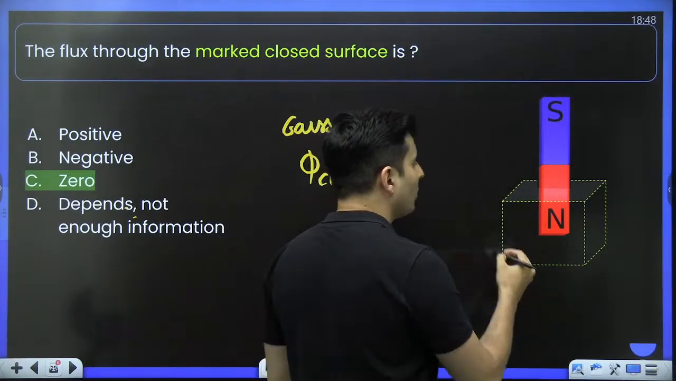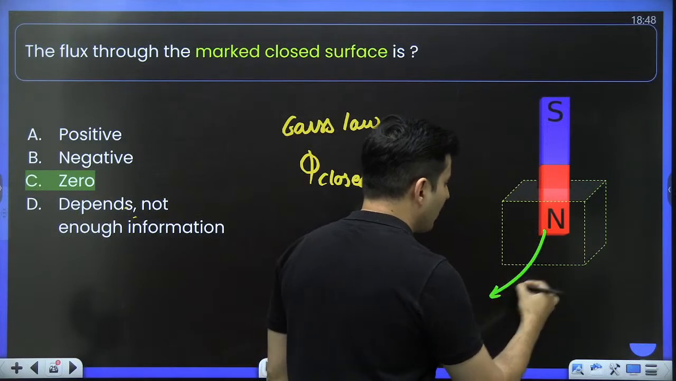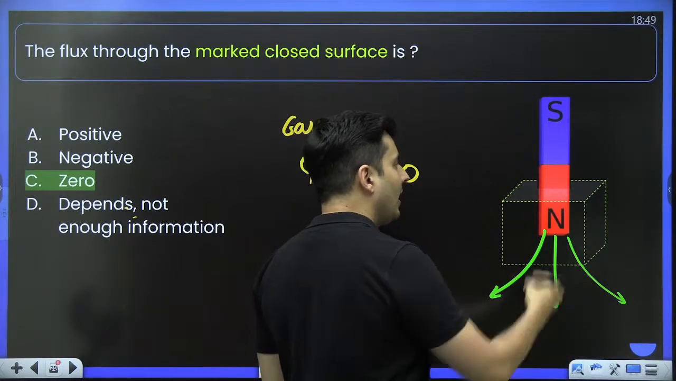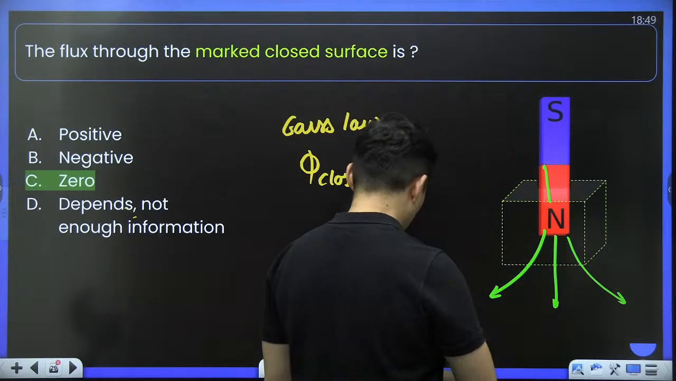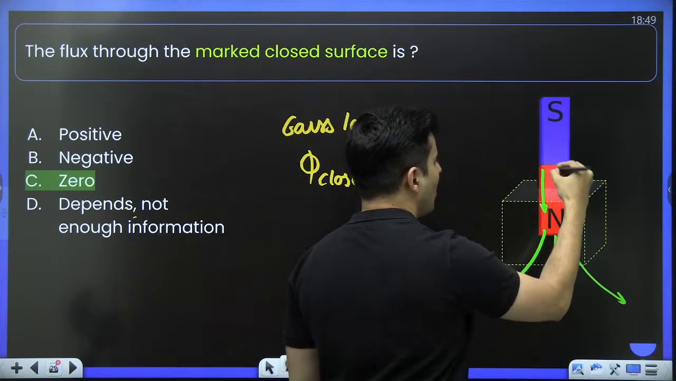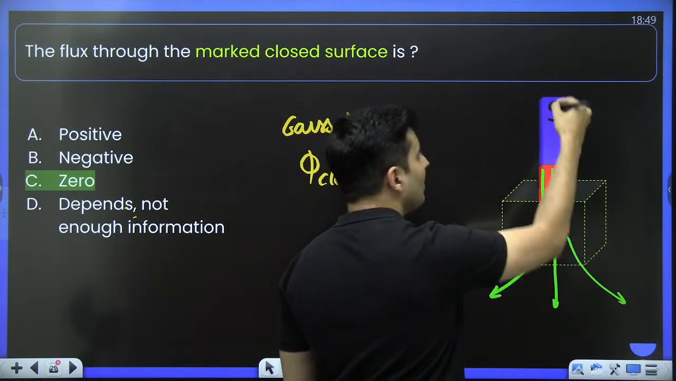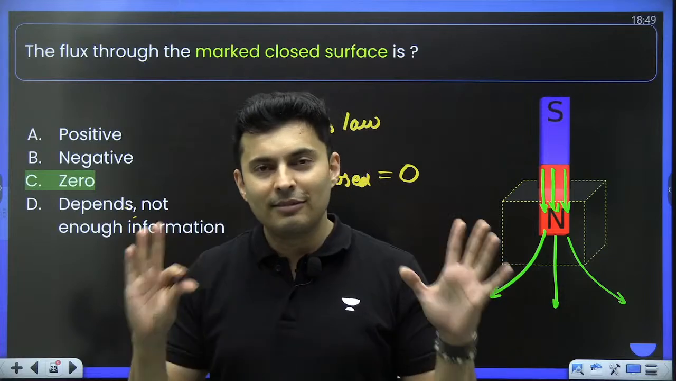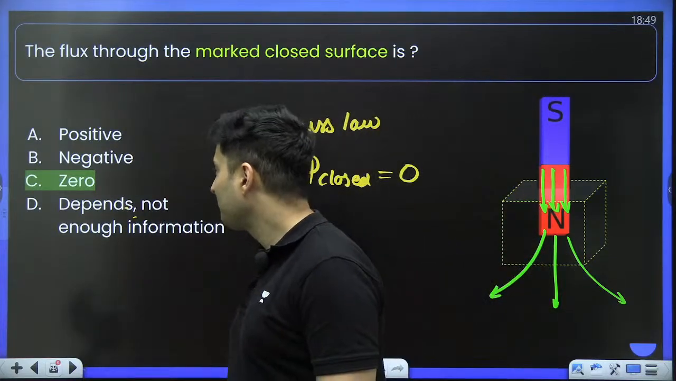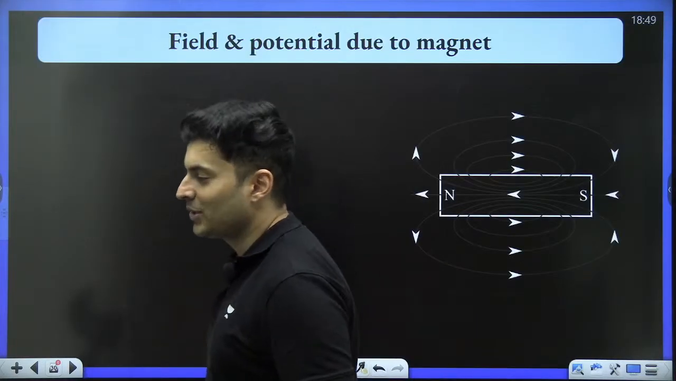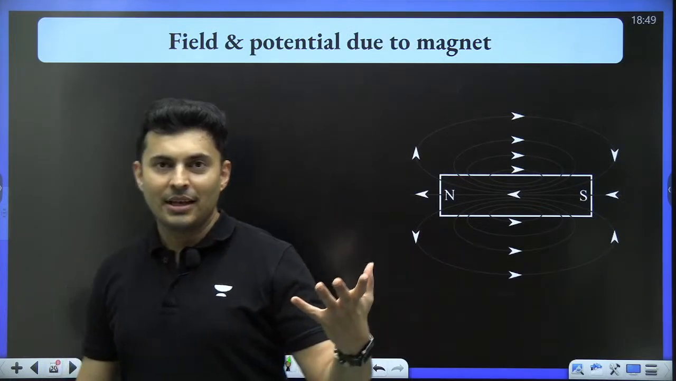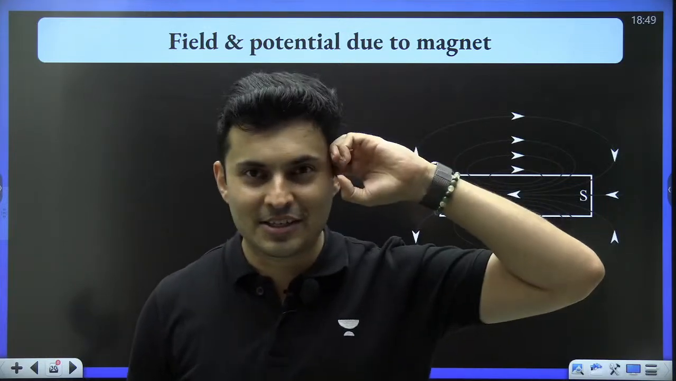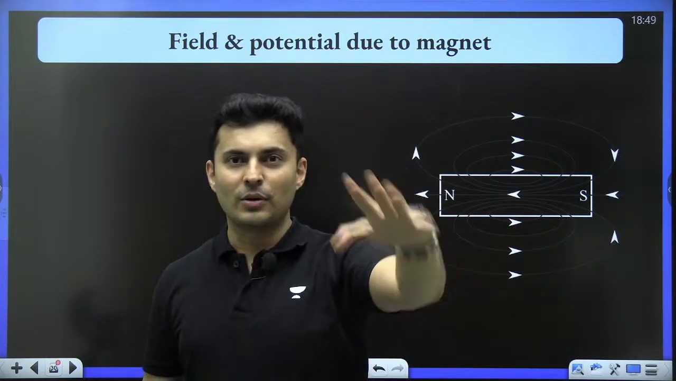And the thing to notice over here, although from the North Pole there are field lines going out, there are an equal number of field lines which are also entering in from this side. So whatever comes in goes out, so the net flux will be zero. So don't worry about it. Great. So beautiful questions, lot of concepts, and I'm pretty sure this has now been ingrained, fixed permanently in your head.